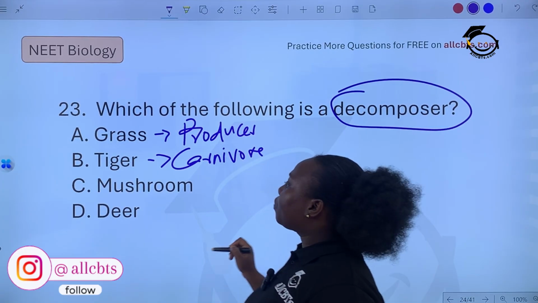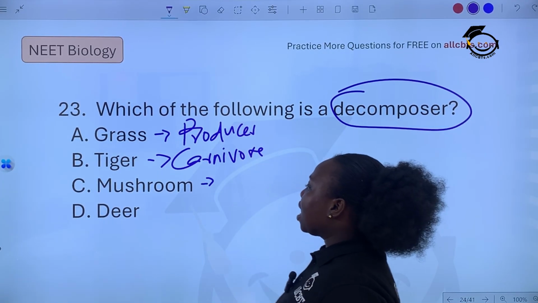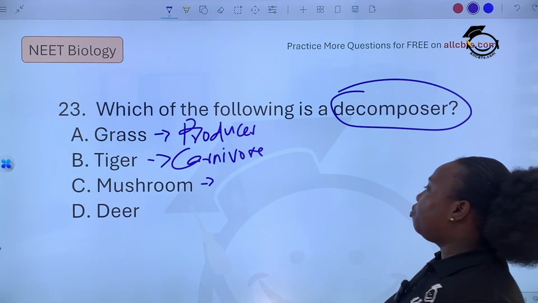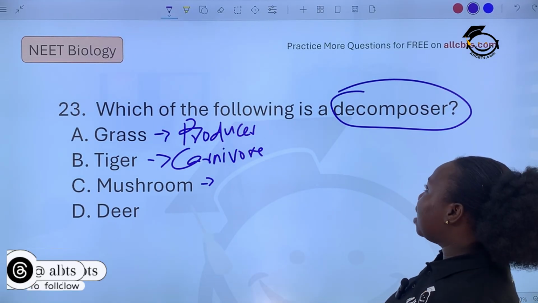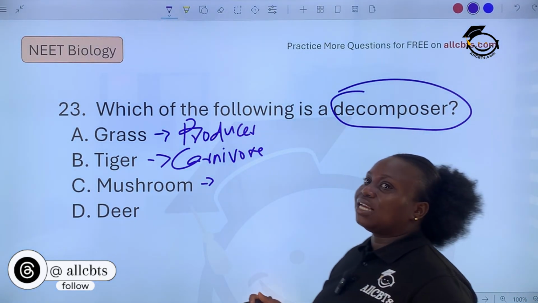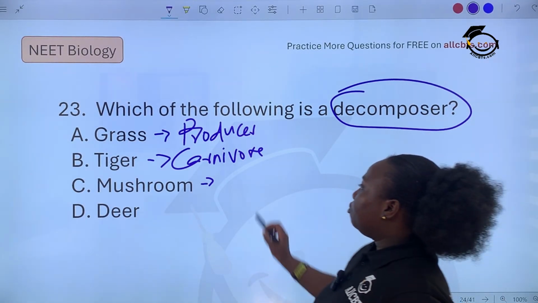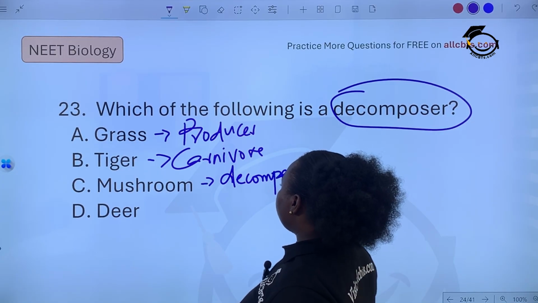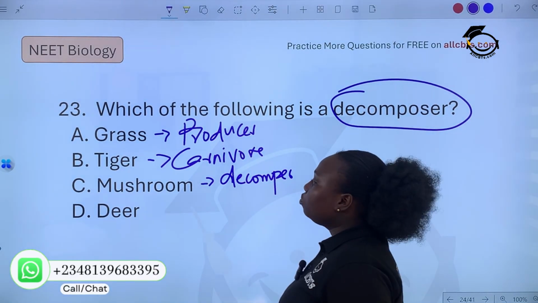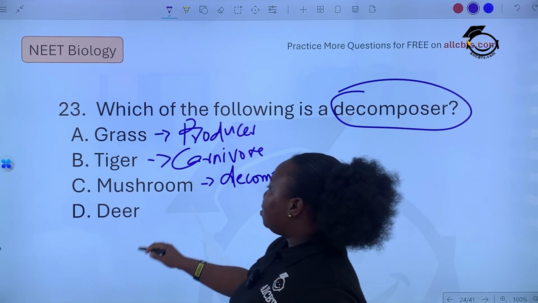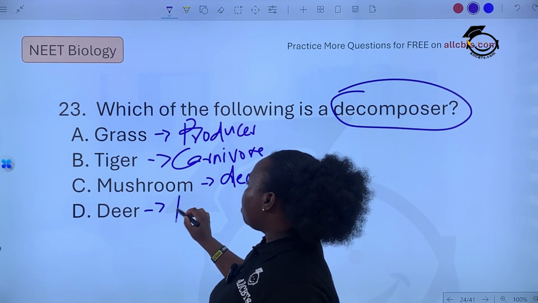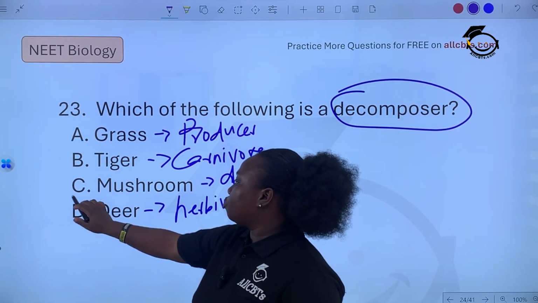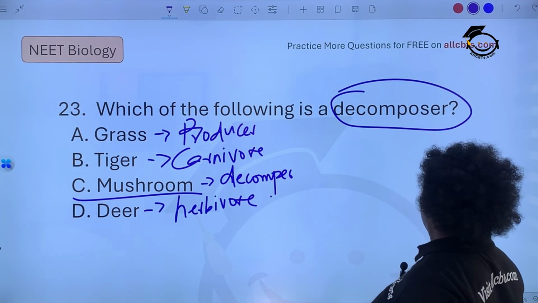Mushroom is a fungus, and a very important characteristic of fungi is that they are saprophytic. And what are saprophytes? They are decomposers. They feed on dead and decaying matter, so you can say that this one is a decomposer. That's why you see mushrooms growing on dead wood, dead things. Deer is a herbivore because they feed on plants. Our answer is option C, mushroom.